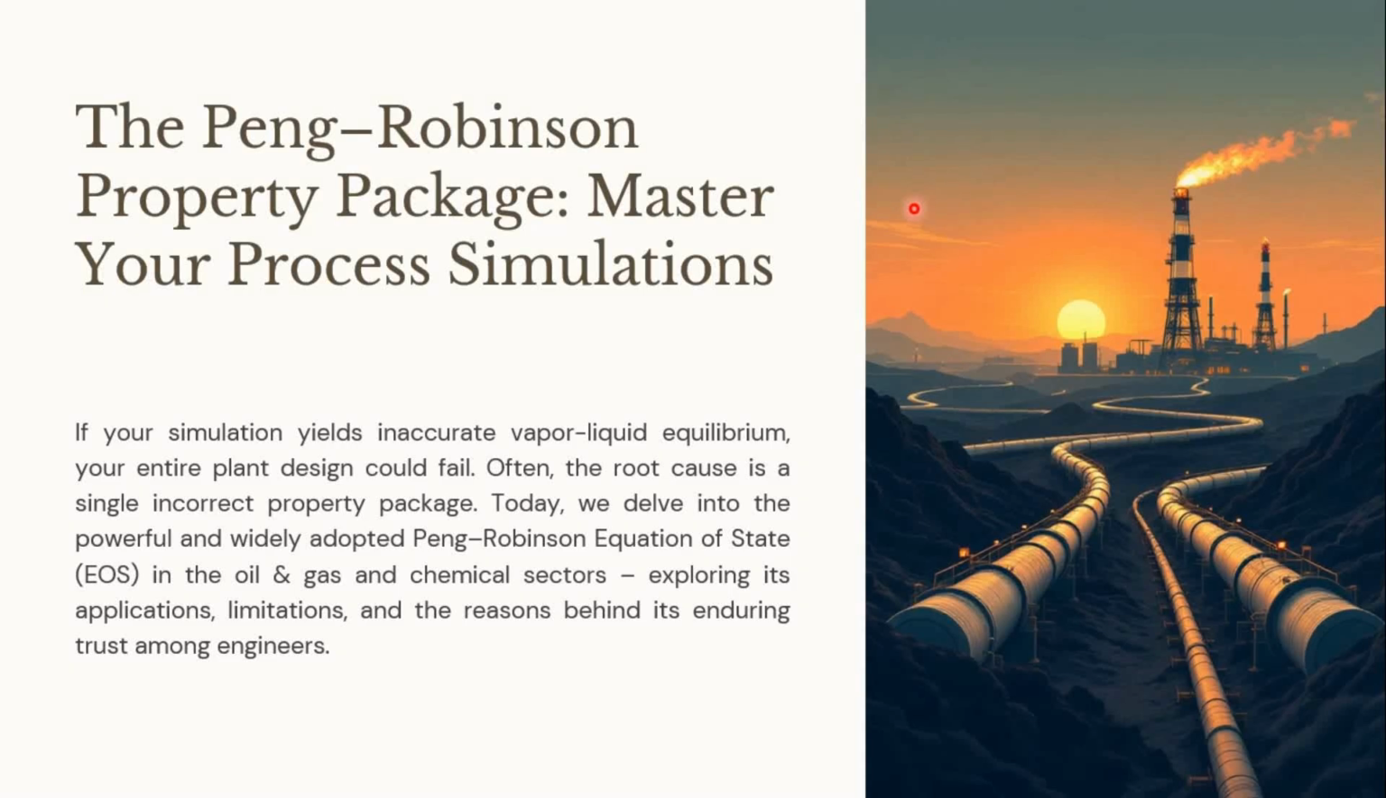If your simulation gives wrong vapor-liquid equilibrium, your entire plant design can fail. And in most cases, the reason is just one wrong property package. Today, I will explain one of the most powerful and widely used equation of state models in the oil and gas and chemical industry, the Peng-Robinson property package: where to use it, where not to use it, and why engineers trust it.